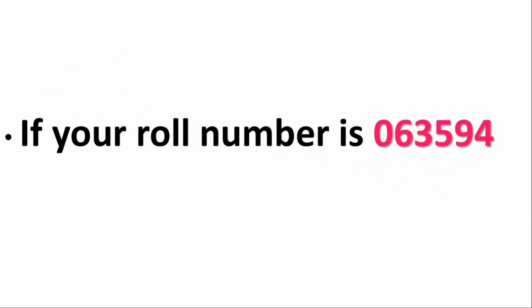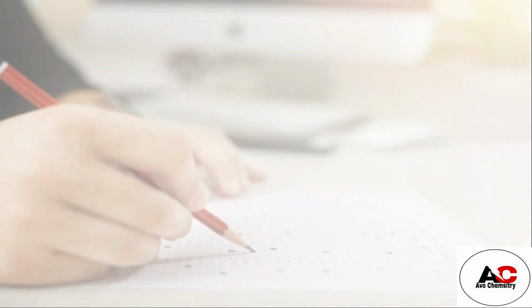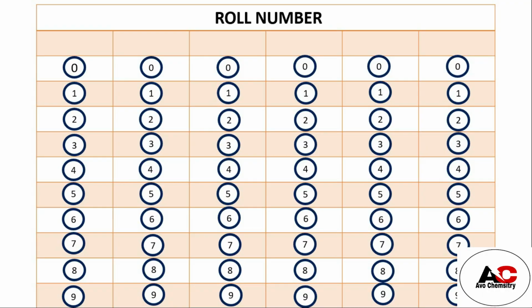If your roll number is 063594, how do you fill this roll number on the OMR answer sheet? The first digit of your roll number is 0 and the second digit is 6. The third digit is 3. The fourth digit is 5. The fifth digit is 9. And the last digit is 4. In this way, you fill these given boxes to show your roll number.